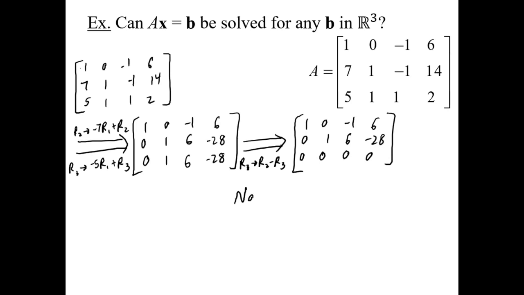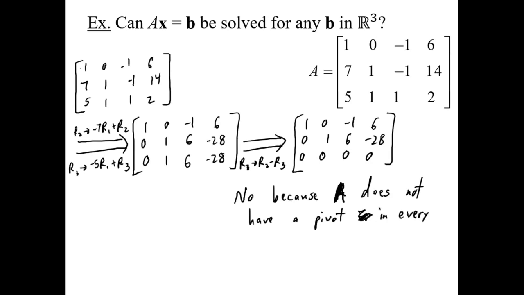The answer is no. It cannot be solved for any B because, sorry, A does not have a pivot in every row. So the answer is no. It can't be solved for every B because it does not have a pivot in every row. In other words, if I were to try to augment this, it's possible that there's something here that's non-zero, which means inconsistent, which means there's no solution.